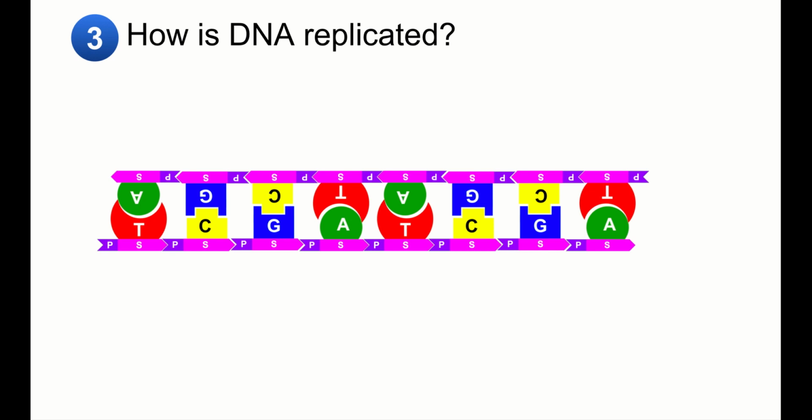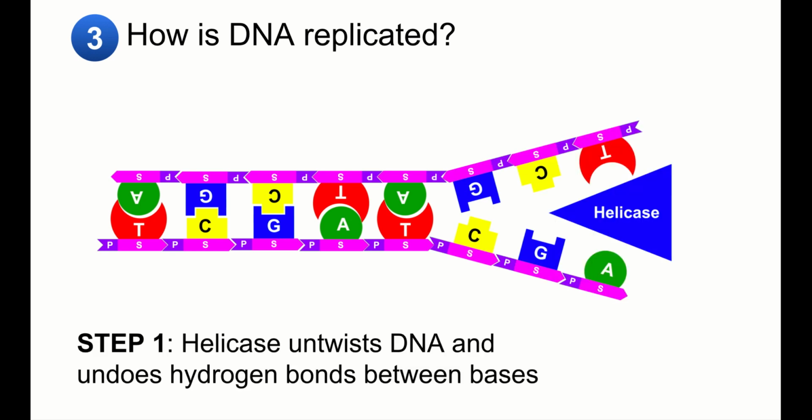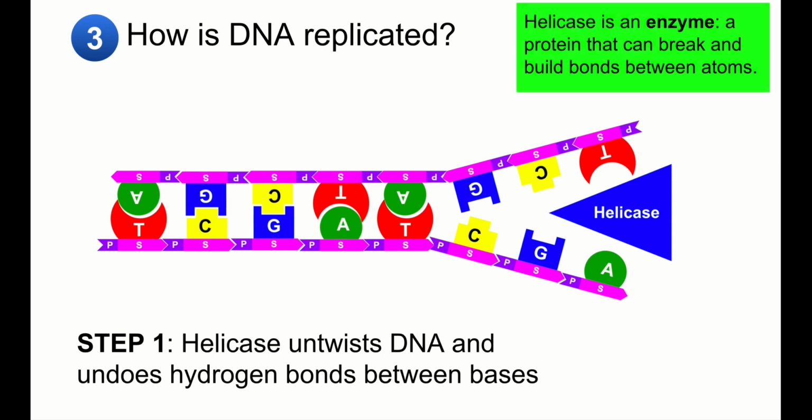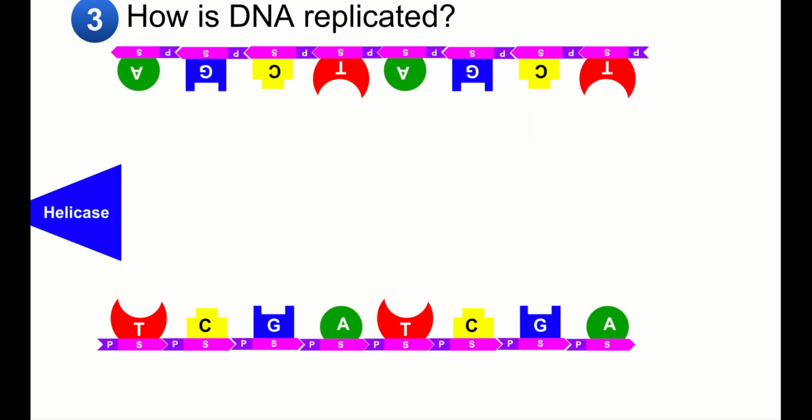And now we're going to write down the steps of DNA replication. Step 1. First, the DNA is untwisted and the weak hydrogen bonds between the bases are broken. This is done by an enzyme named helicase. An enzyme, remember, is a protein that can break or build chemical bonds. And we can watch helicase zoom through and split open those two strands of DNA. It's able to do that because remember, the bonds that hold these two strands together are just the weak hydrogen bonds, which are like magnets.